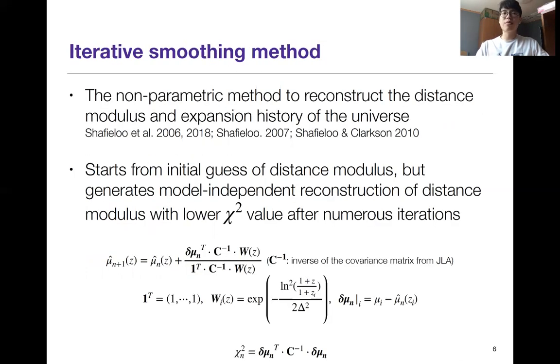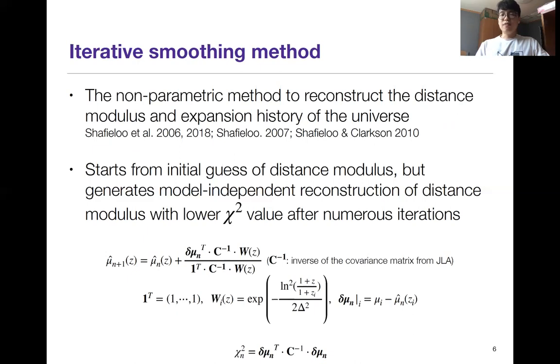To constrain the hyperparameters in a model-independent way, we will apply the nonparametric method to reconstruct the distance modulus and expansion history of the universe. This method is introduced by Shafieloo et al. in 2006 and Shafieloo 2007, and improved by Shafieloo and Clarkson in 2010, and Shafieloo et al. in 2018. This method starts from an initial guess of distance modulus, but generates a model-independent reconstruction of distance modulus with lower chi-square value after numerous iterations.